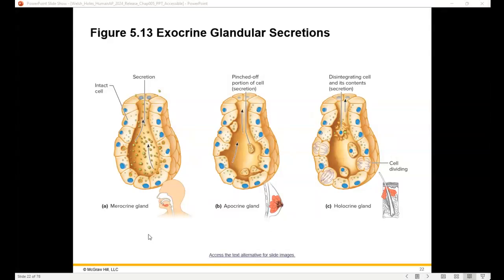This shows the different types of exocrine glandular secretions. Here we have the merocrine, here's the apocrine, and here's the holocrine. Remember, merocrine actually releases secretions or chemicals. Apocrine glands release parts of the cell, and holocrine glands release the entire cells.